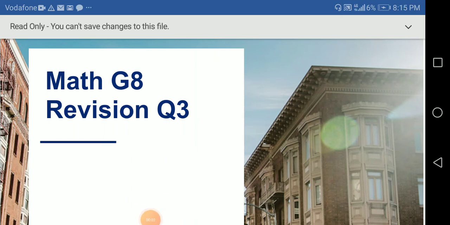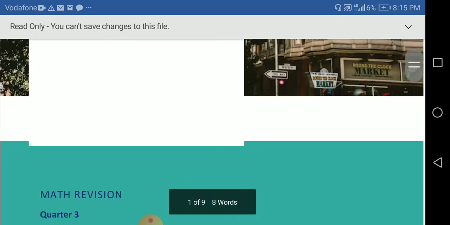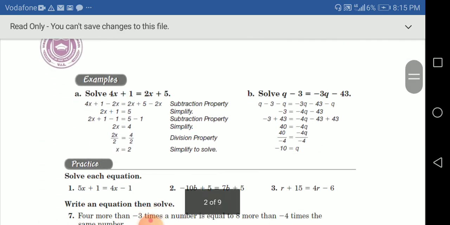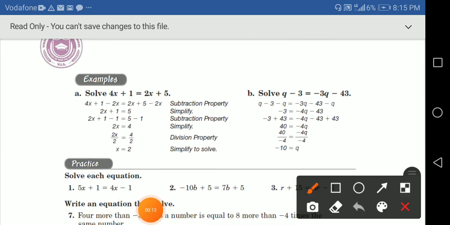Today we're going to talk about the revision of the quarter 3 exam. So let's focus and start. Okay, let's start together. We have here an equation and we have to solve it. Solve 4x plus 1 equals x plus 5.